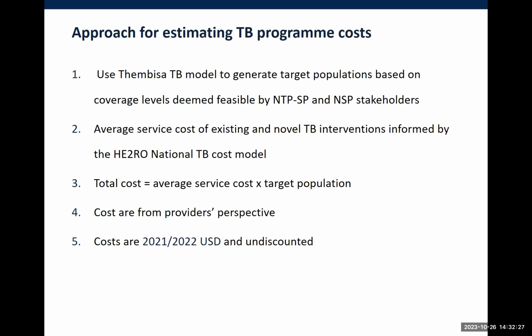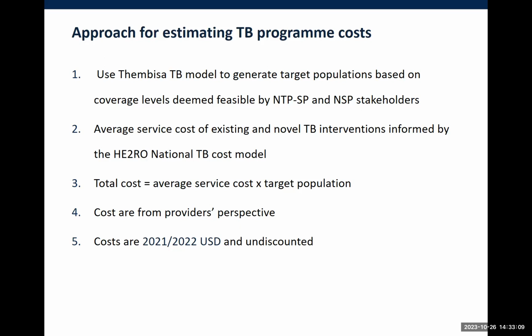Okay, so this is the general approach for conducting the analysis on estimating the program costs. We use the Thembisa model to generate target populations. These are the numbers of people that stakeholders, including National TB Program stakeholders and the National Strategic Plan, deemed to be feasible and that need to be reached. And then we had engagements with those groups of people to decide on the coverage levels.